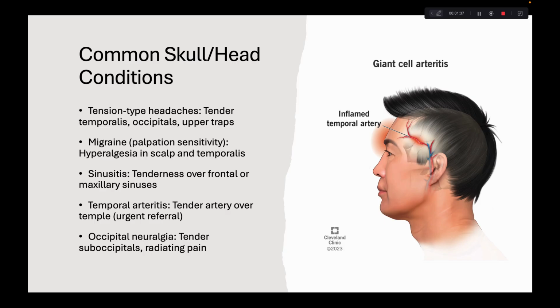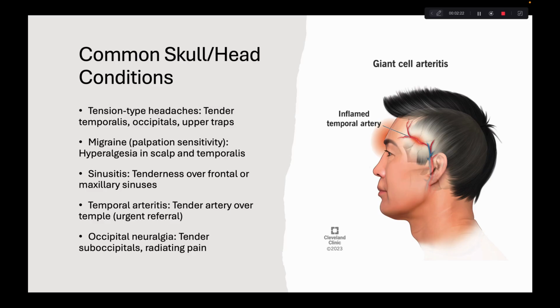So here are some common skull and head conditions that we're going to treat. First, I would say the most common issue we deal with for the head and skull would be headaches. It could be tension headaches, which would include tender temporalis, occipitals, or upper traps, any muscle in the neck and upper shoulder region. Migraines. Sometimes people with migraines are hypersensitive, so be careful with your palpation during a migraine. A lot of times people aren't going to want to get a massage when they have a bad migraine. So they might have light sensitivity.